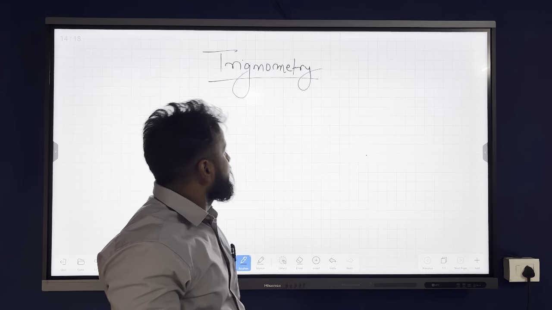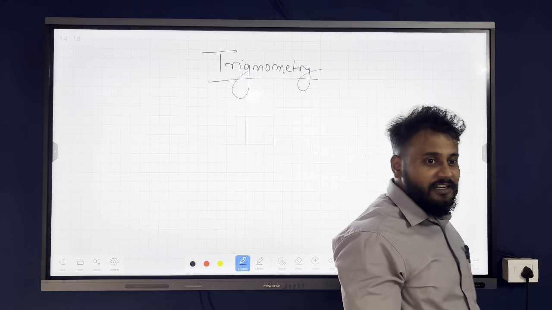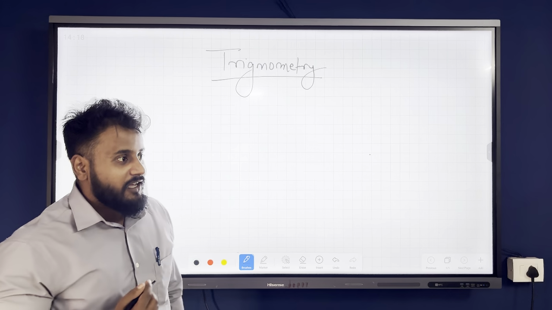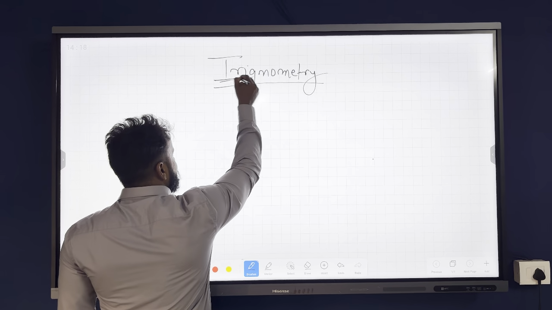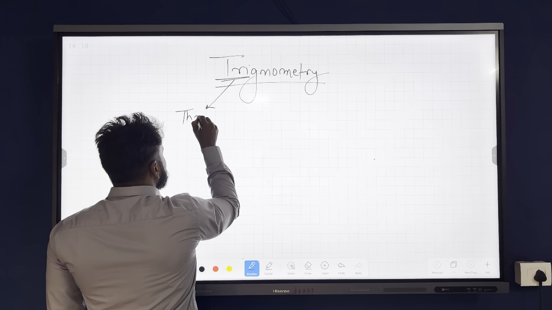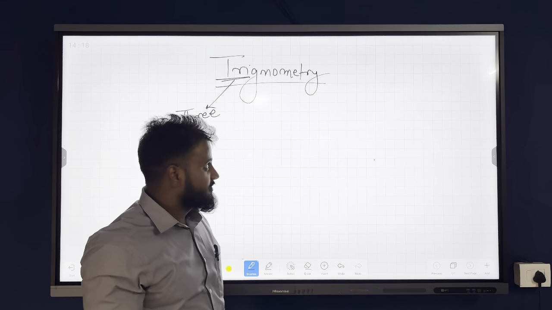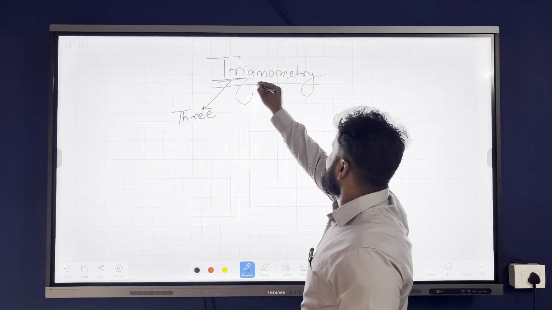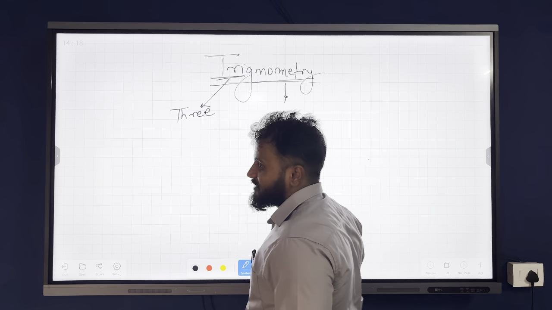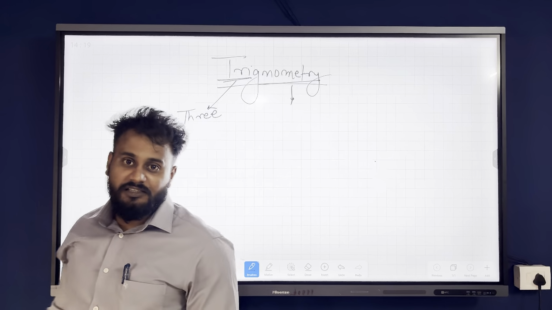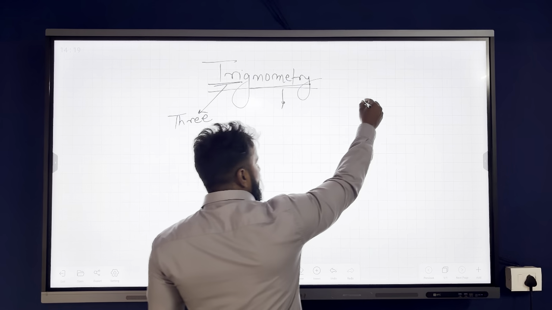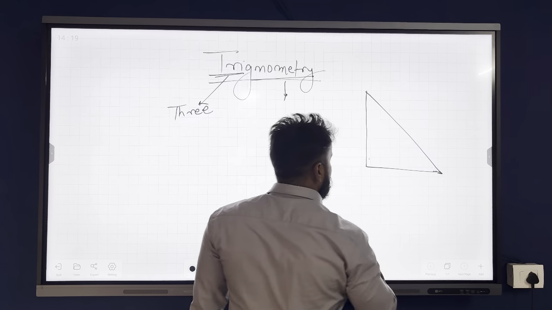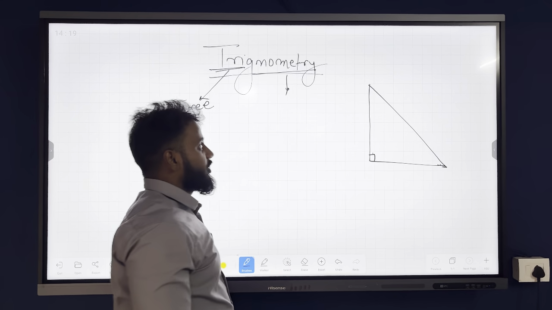So the topic is trigonometry. How are you going to explain this trigonometry? Here we can see this is tri, that means 3. And what is geometry? It is the part of geometry. It means a figure which consists of 3 sides, which forms a right angle triangle. So from here only we can consider trigonometry.